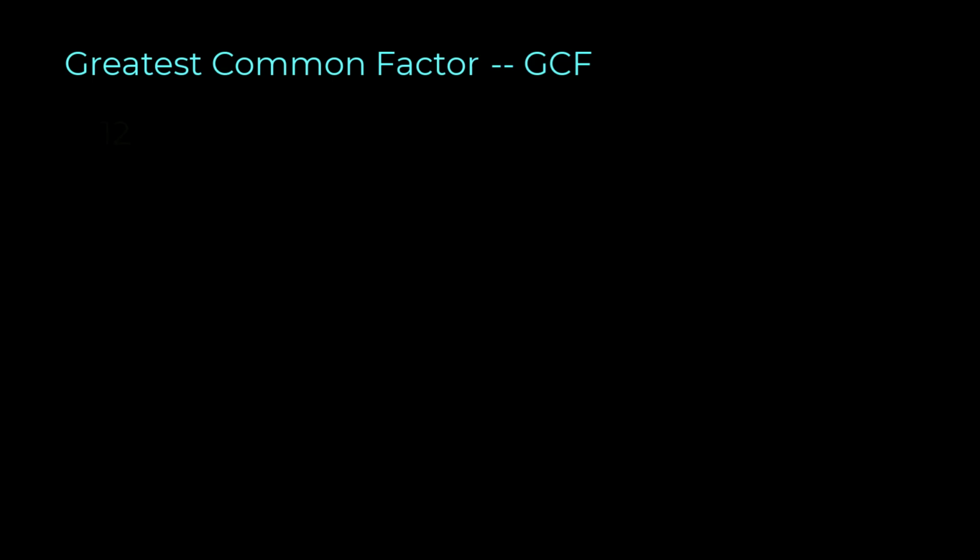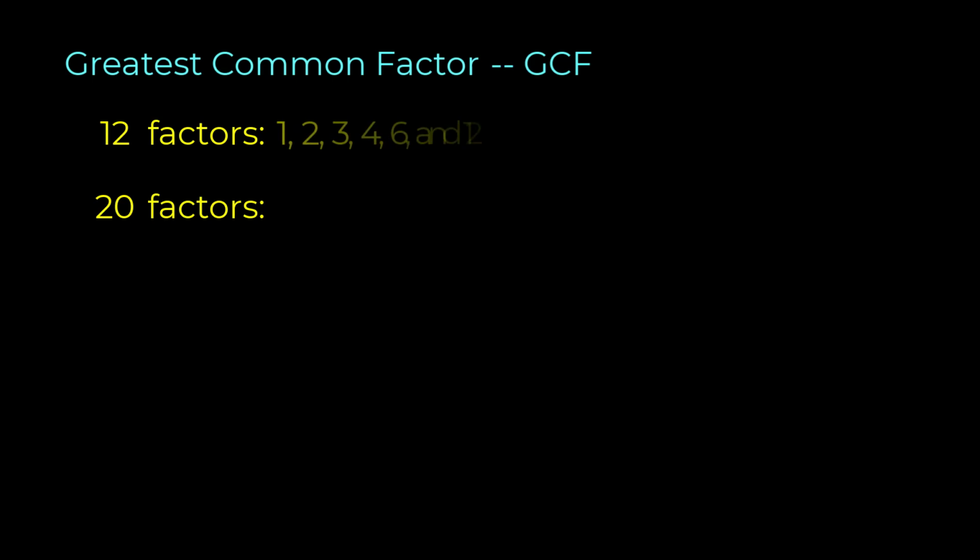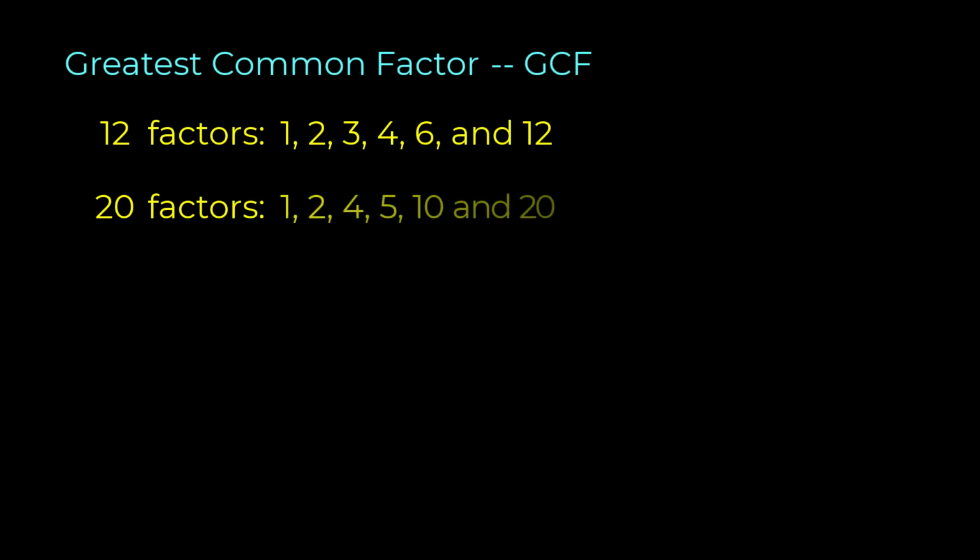Let's pick two numbers, say 12 and 20. Now let's consider all of the factors of 12 and 20. For 12, the factors are 1, 2, 3, 4, 6, and 12. For 20, the factors are 1, 2, 4, 5, 10, and 20.